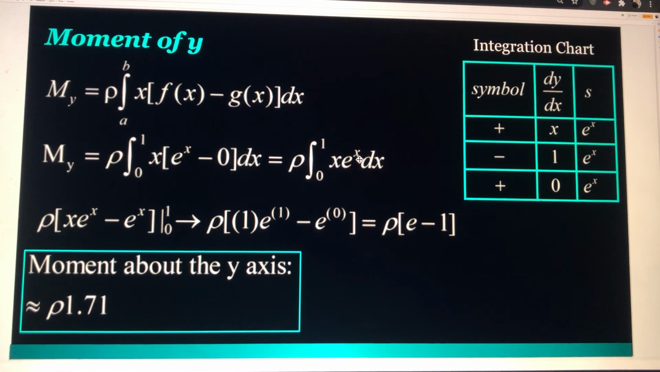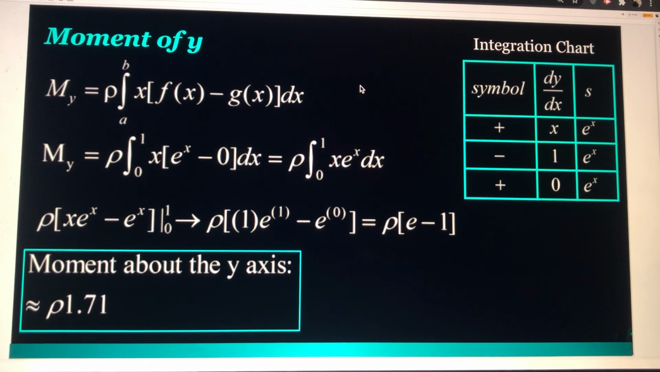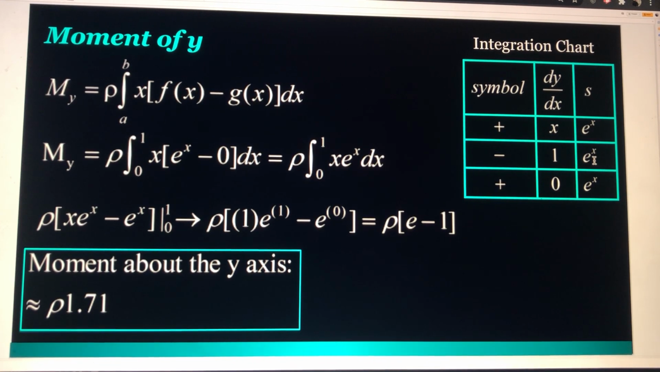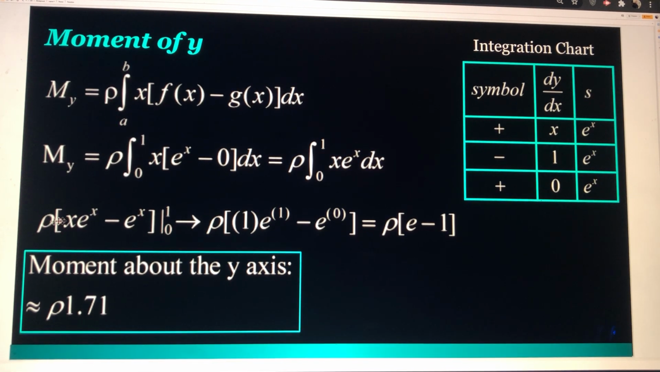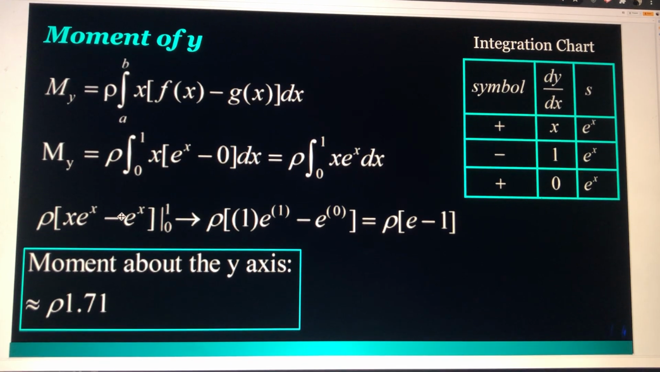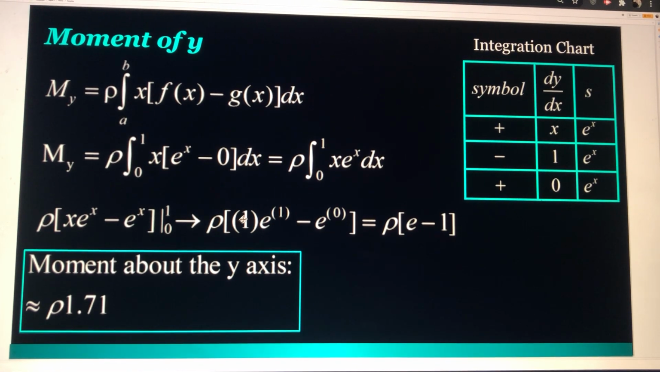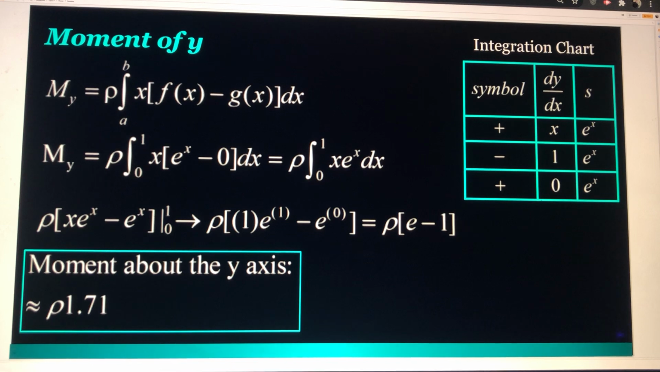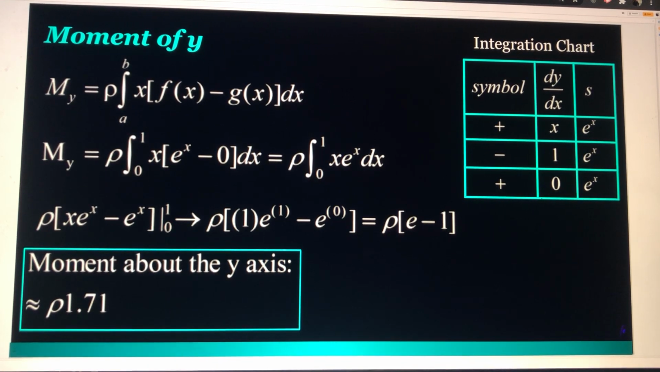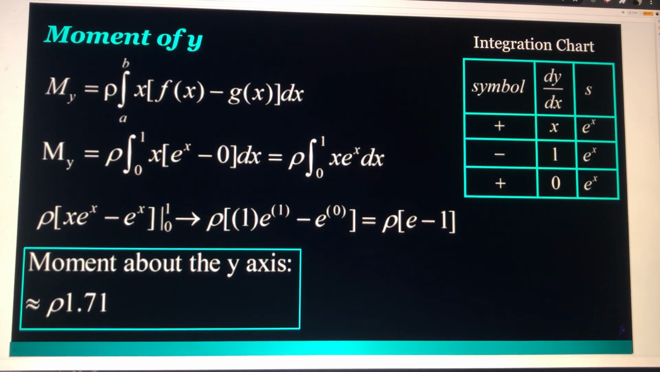Now this right here, we can actually do integration by parts. So we decided to do the tabular method. So diagonal: x times e to the x, minus 1 times e to the x right here. So it's going to be this, and then we plug in our values, and we're going to get rho times e minus 1.